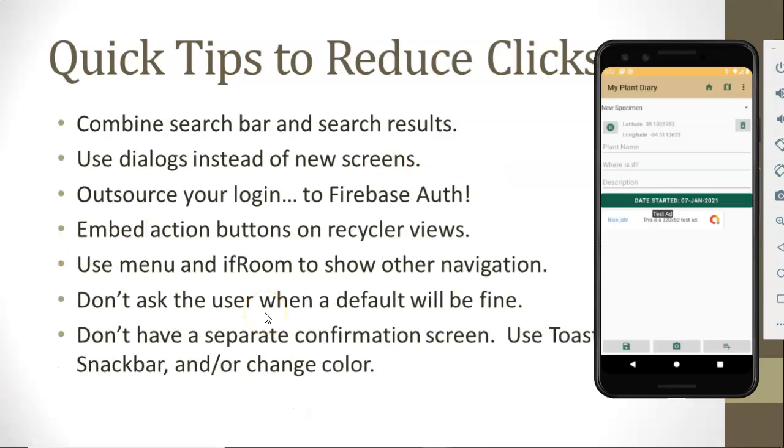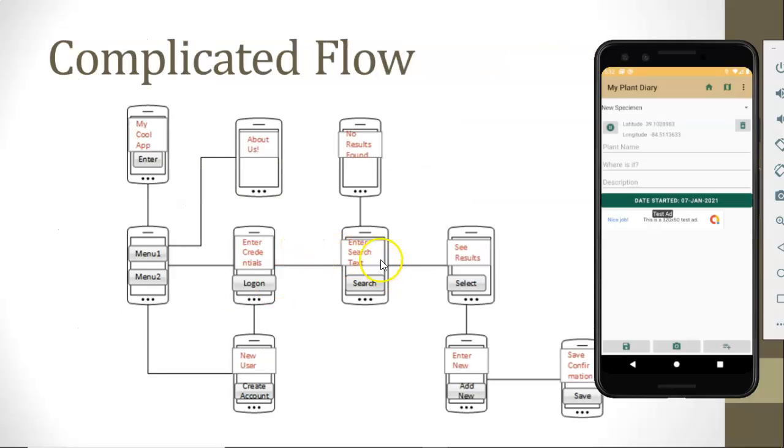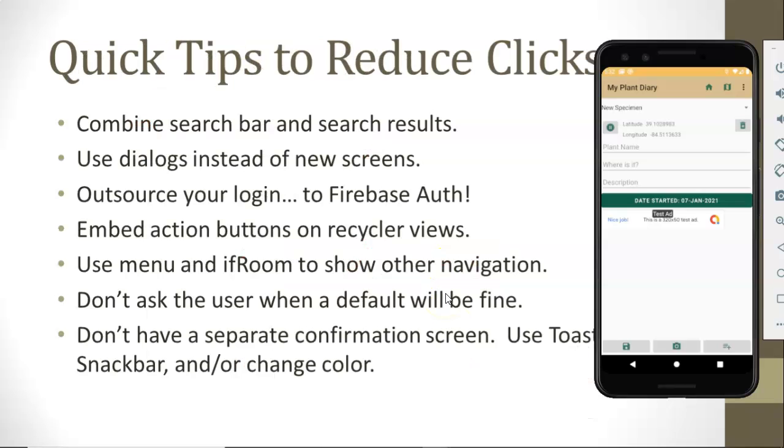Let's start with combined search bar and search results. And again, that's this flow down here where we have an enter search screen, then we see results, could add new, do a save confirmation, something like that. Well, it's a lot easier if we combine the search page and the search results all on one page. I want to demonstrate this with this very first screen, but first I want to explain a little bit about the data relationships that we'll see here in My Plant Diary, because that will help to understand why we need search and results.